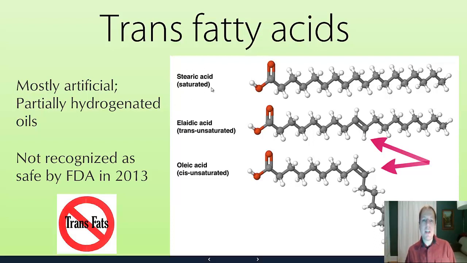So as a way to produce the texture which people associated with saturated fats, the hydrogen atoms are chemically added onto oils, and when those oils are hydrogenated with those extra hydrogen atoms, the chains get straightened out because that hydrogenation doesn't maintain those bends, but causes them to become these trans fats.